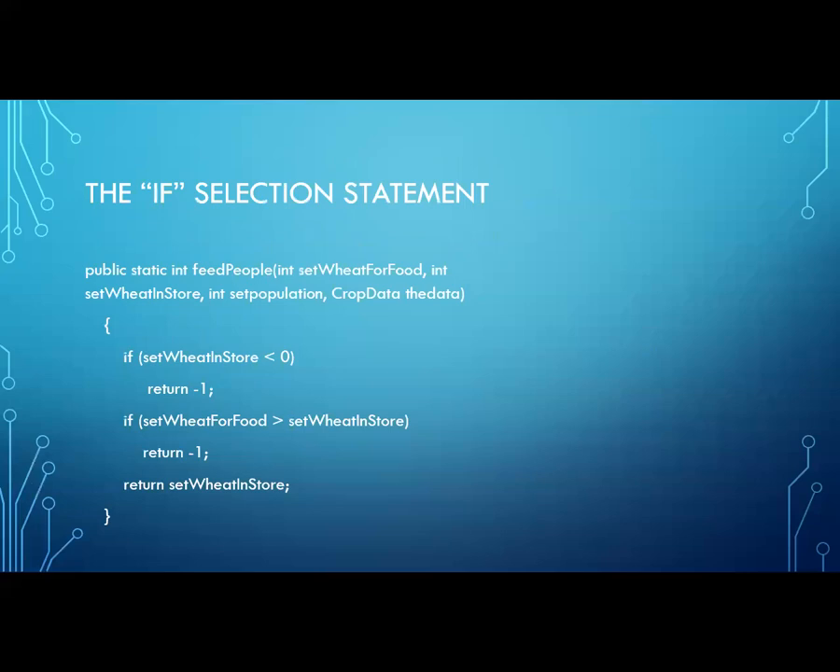Now we have another example of an if statement. These if statements right here are to make sure that there's enough wheat in the store to cover what's needed to pay for the land. If there's no wheat, it'll give you an error. If there's not enough wheat, it'll also give you an error. So it goes through and it says if wheat in store is less than 0, well, that means you have a negative. You can't buy anything if you're doing that, or you can't feed people if you're doing that, and it will return an error. If the wheat for food or the demand for the food is higher than what's in the store, it will also return a -1. If it meets both of those, it will then go through and return what has been set as the wheat in store for that equation.